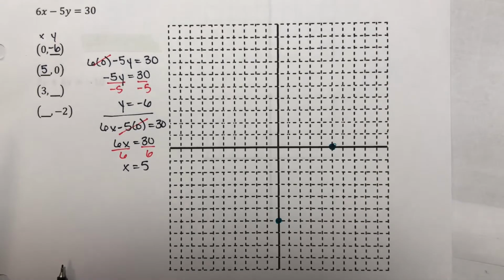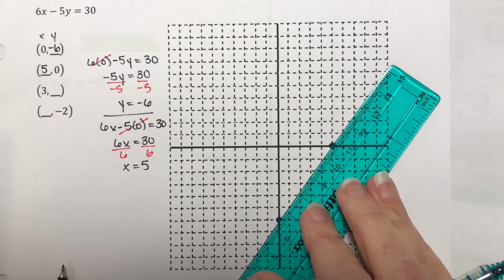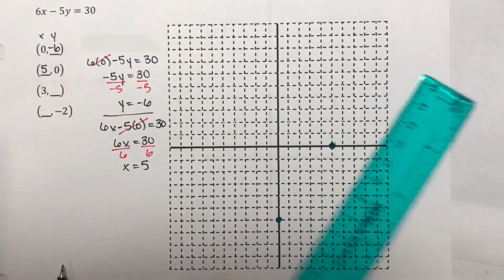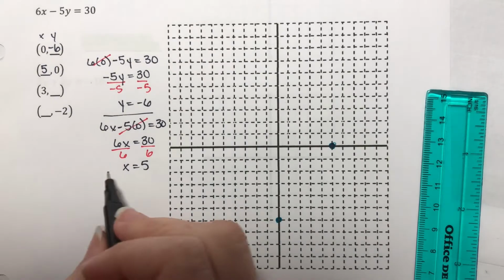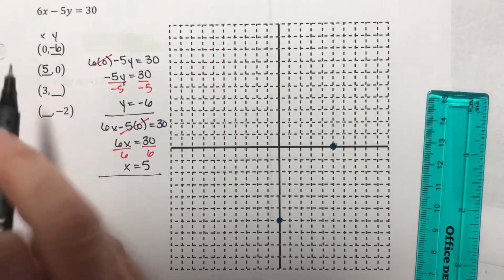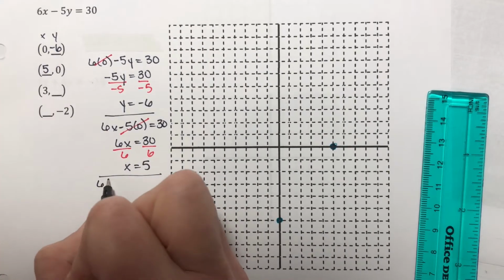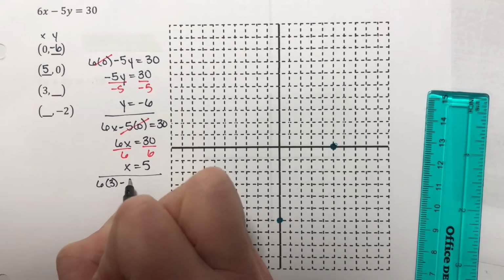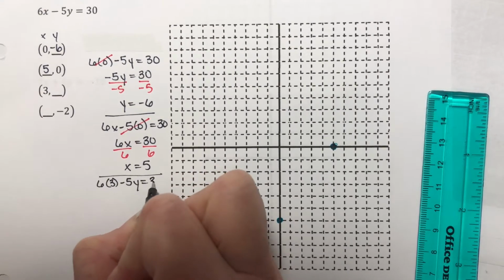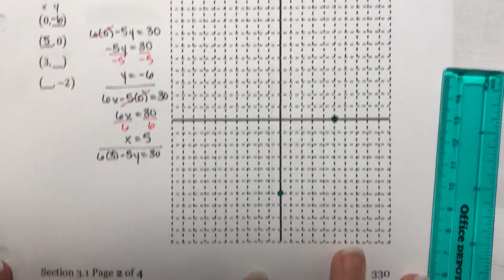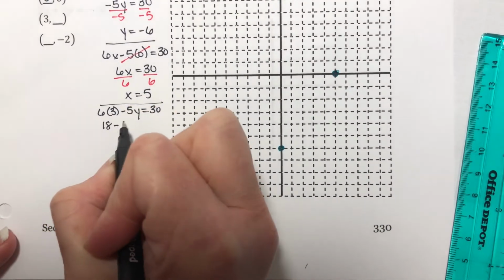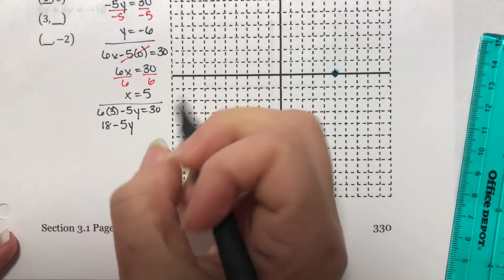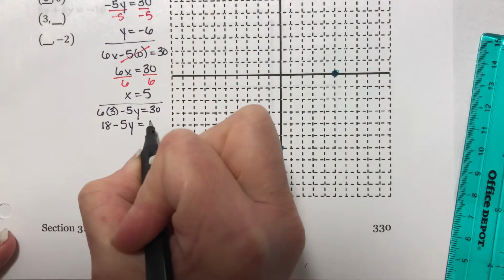Okay, so I suspect I know what my line is, but I'm going to keep going to complete these. Okay, so let's plug in 3 for x. 6 times 3 minus 5y equal to 30. Okay, I'm going to slide this up a little bit. That would be 18 minus 5y is equal to 30.